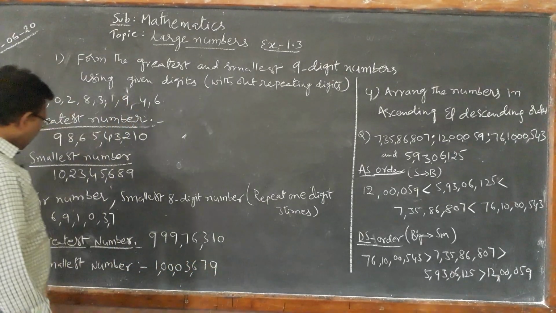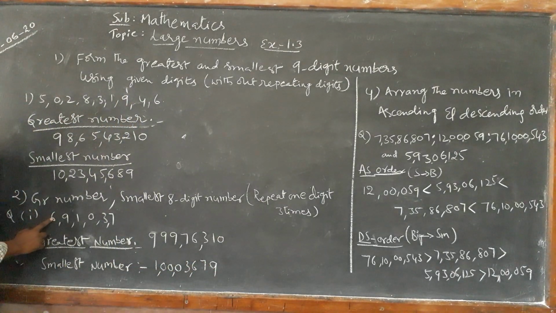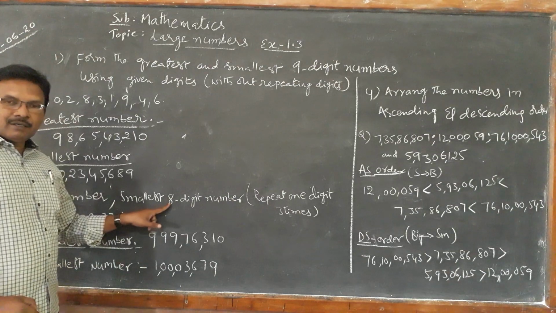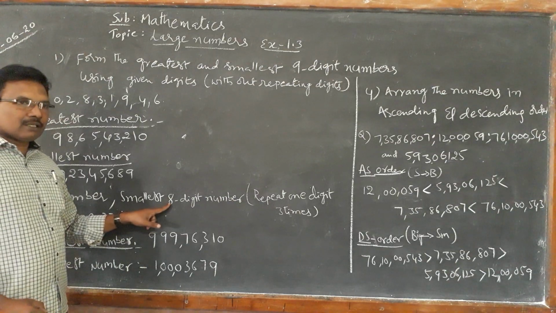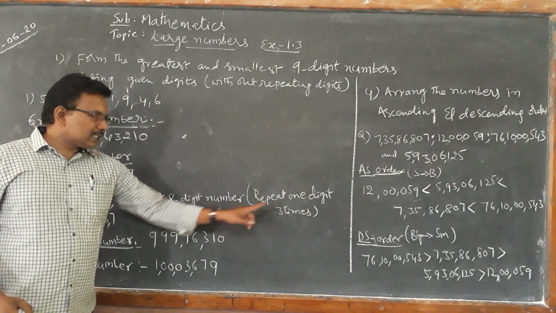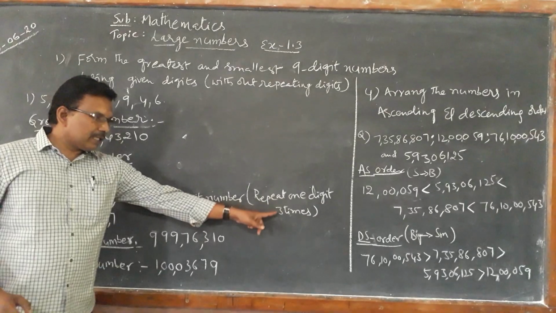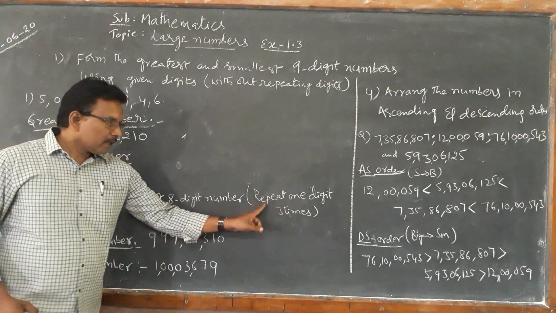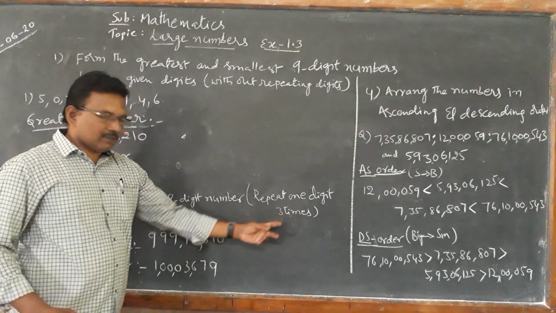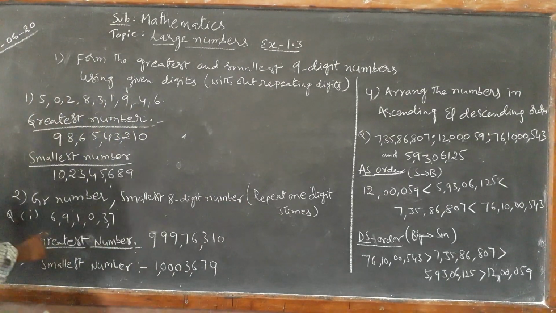Shall we see now? What are the given digits here? 6, 9, 1, 0, 3, 7. Total how many? 1, 2, 3, 4, 5, 6. 6 digits are there. But the asked number is an 8-digit number. So then you need 2 more digits. Here you can use this condition: 1 digit can be repeated 3 times. So any 1 digit you can write 3 times. So then only you can get 8 digits.